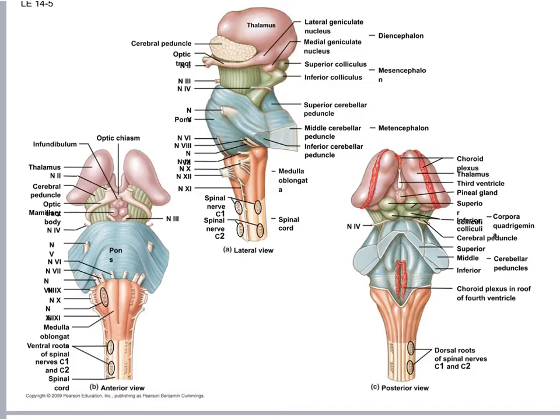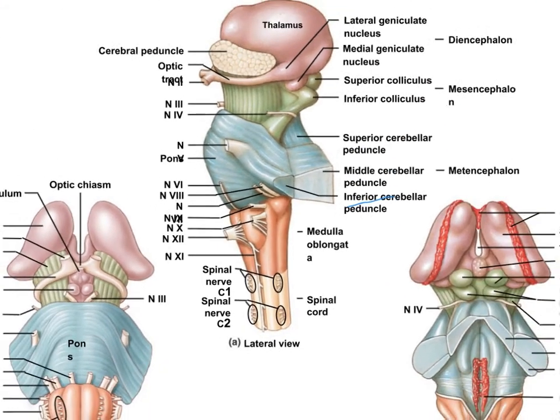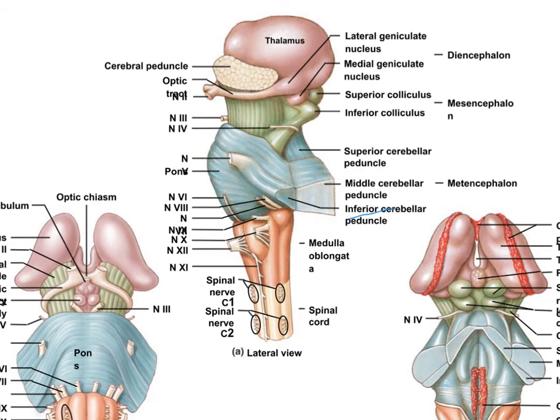Let's start by looking at the brainstem, and we're going to start with the medulla oblongata. When we look at this picture here, this down here, this kind of reddish area, is the medulla oblongata. It is continuous with the spinal cord. They're not one and the same, they're just connected to each other, okay?